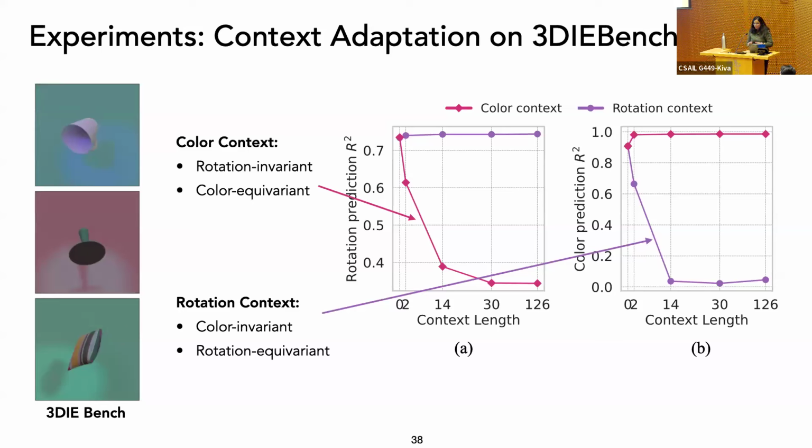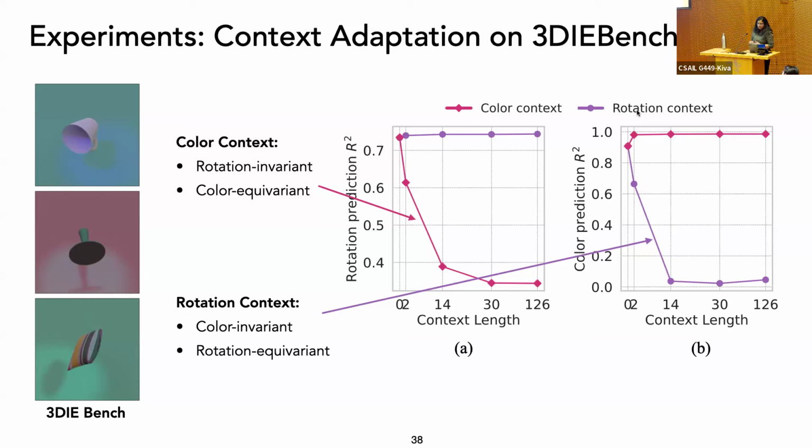Now coming to a proof of concept of how this method works. We first tested on this benchmark called 3D-IE bench, which is an extension of the ShapeNet data, and it contains 3D objects with different lightings and different poses. We also have the metadata of what the pose and the lighting condition of each image is. There are two symmetry groups in this case: one is color and the other is rotation.